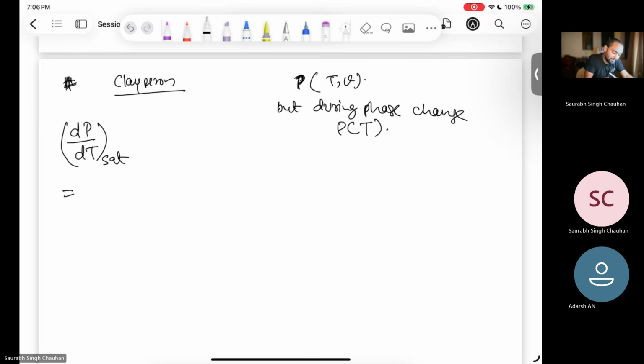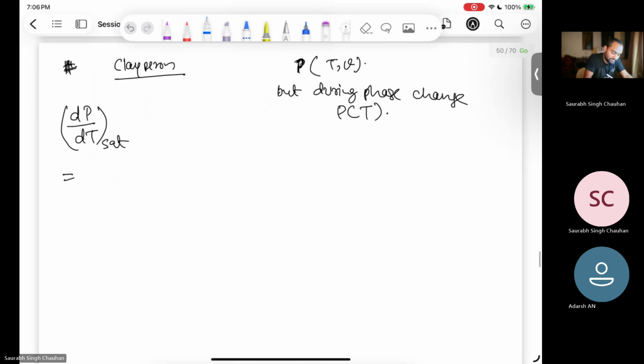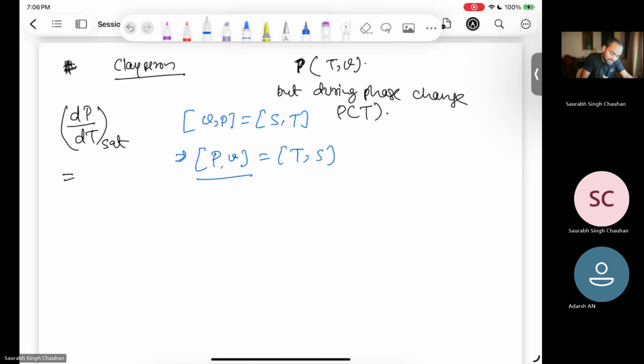Okay, so we want to know how this pressure is dependent on temperature at saturation. Now it is quite intuitive. First let us write that our Maxwell equation was V comma P over S comma T, correct? So we want to take the derivative of P with respect to T. So just flip this order: P comma V over S comma T. We want to write the derivative of P with respect to T.